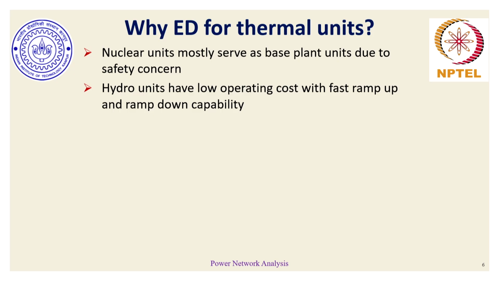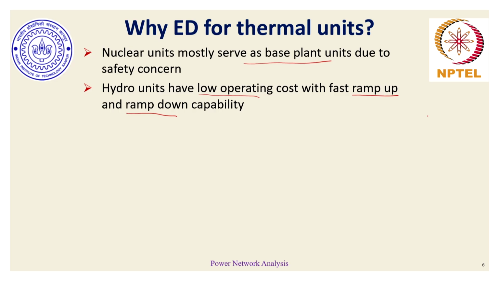The question is, why do we need economic dispatch only for thermal units? As I have already mentioned, nuclear units mostly operate as base plant units for safety reasons and from the control complexity involved in controlling these plants. Hydro units have low operating cost, in fact close to negligible operating cost, with high ramp up and high ramp down capability. Now, what is meant by ramp up and ramp down capability?